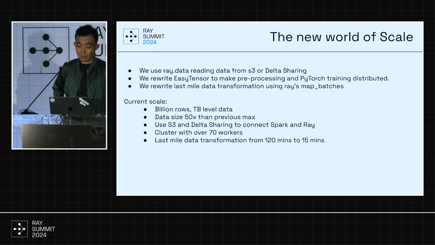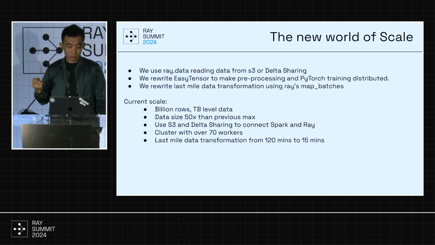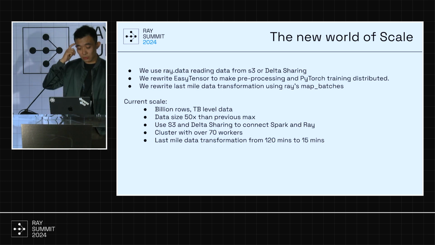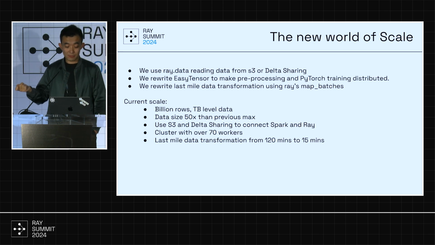Okay, so moving to Ray. We use Ray Data to read the data from S3 or Delta Sharing. Delta Sharing is an open source protocol from Databricks. We rewrite this easy tensor to make the pre-processing and PyTorch training distributed. We also rewrite the last mile data transformation using Ray Data's map_batches function.